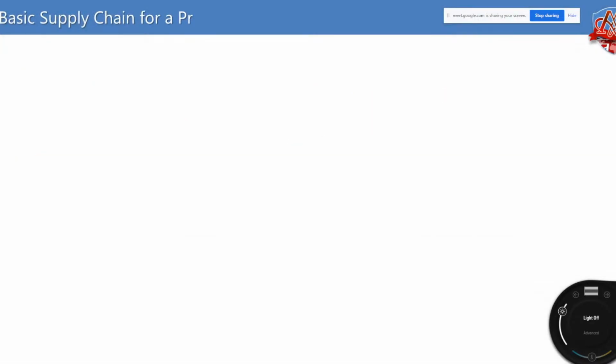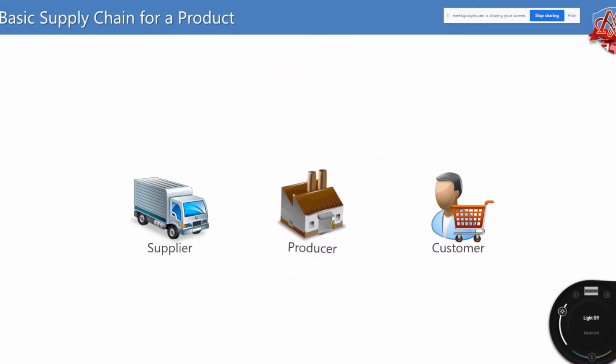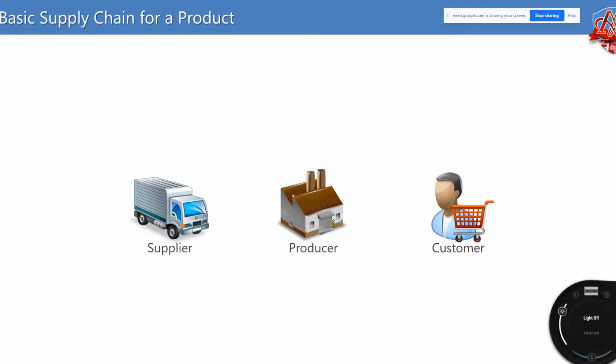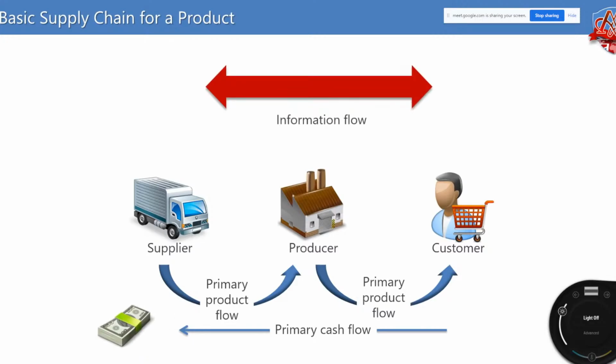Basic supply chain for a product. The figure below illustrates a very basic supply chain with three entities: a producer with one supplier and one customer. Four basic flows connect the supply chain entities together. Flow of physical materials and services from suppliers to the end customer. Flow of cash from the customer to the raw materials supplier. Flow of information back and forth along the chain.